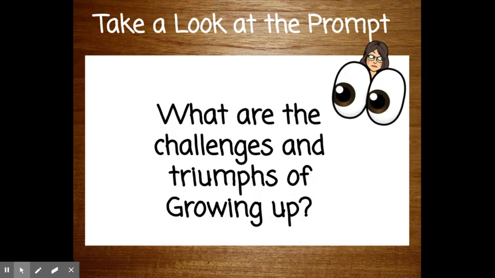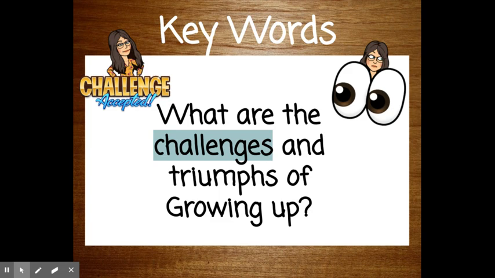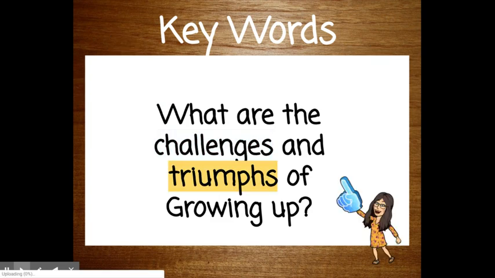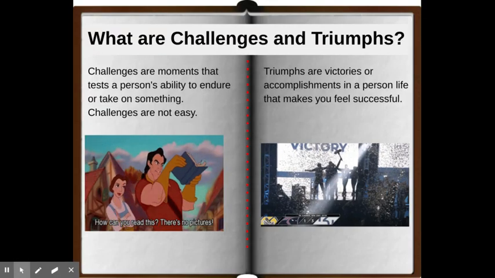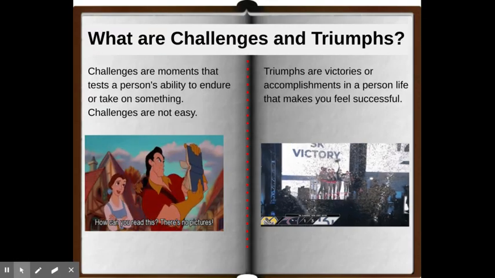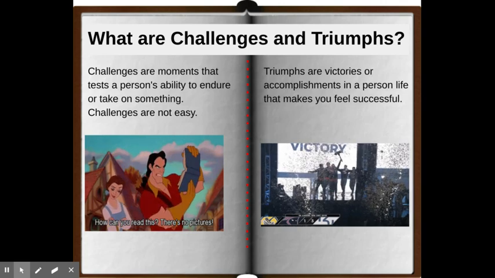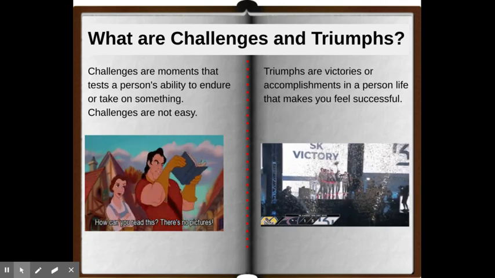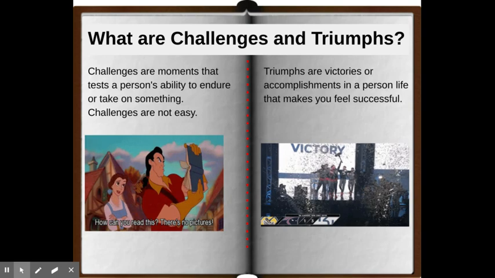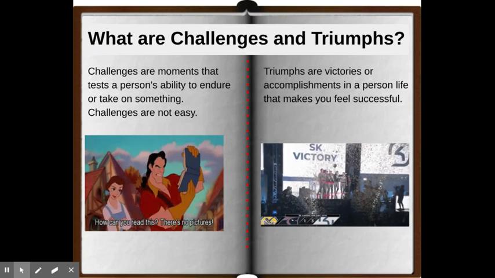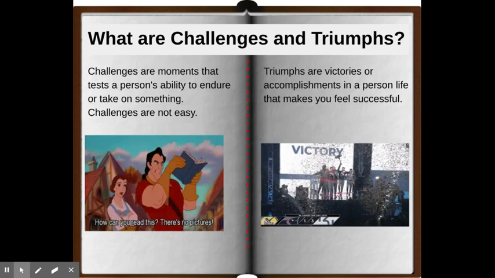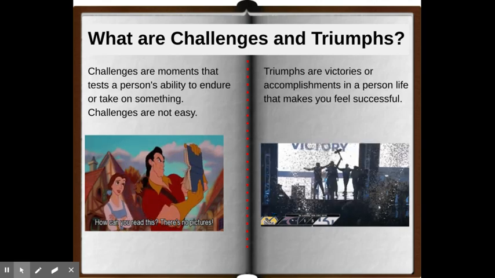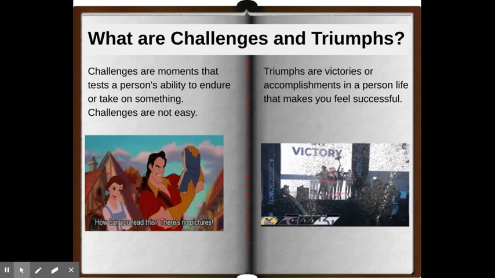So the first thing we need to do is take a look at the prompt. What are the challenges and triumphs of growing up? We need to notice the keywords here of what the prompt is asking us. So the keywords are challenges and triumphs. Just to go over this again, challenges are the moments that test a person's ability to endure or take on something. Challenges are usually not easy. Triumphs, on the other hand, are victories or accomplishments in a person's life that make you feel successful.